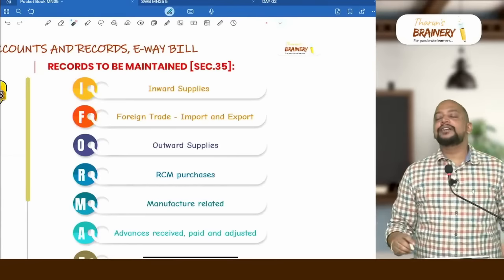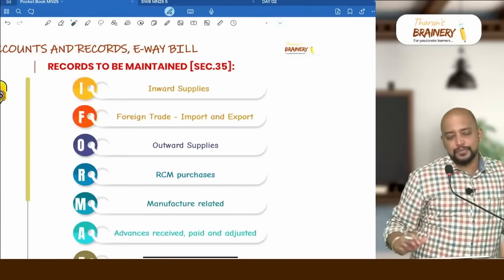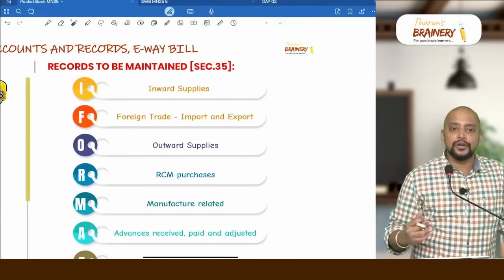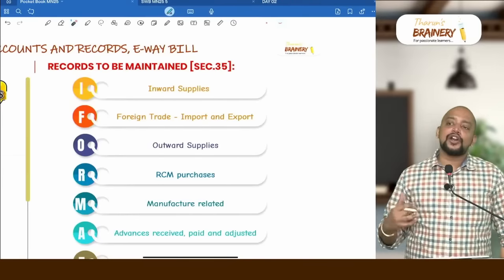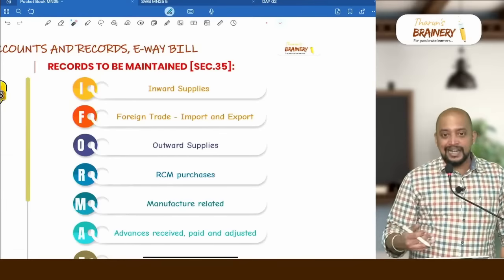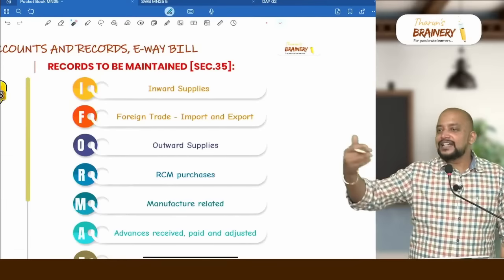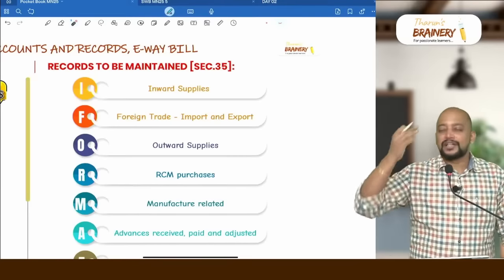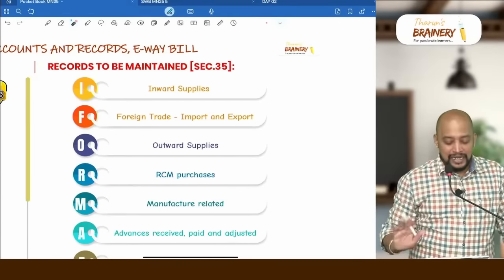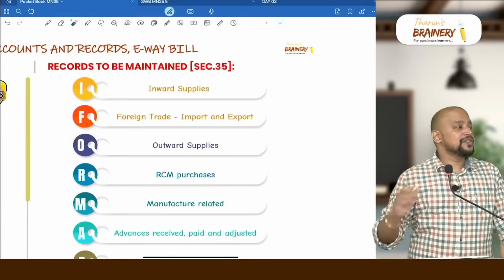Then F, foreign trade, import and export. So in case of import and export, what are the other records we need to maintain? Import along with the details of bill of entry, bill of lading, airway bill, etc. And in case of export, along with details of shipping bill, whatever documents you remember, everything you write. Thereafter, O for outward supplies.